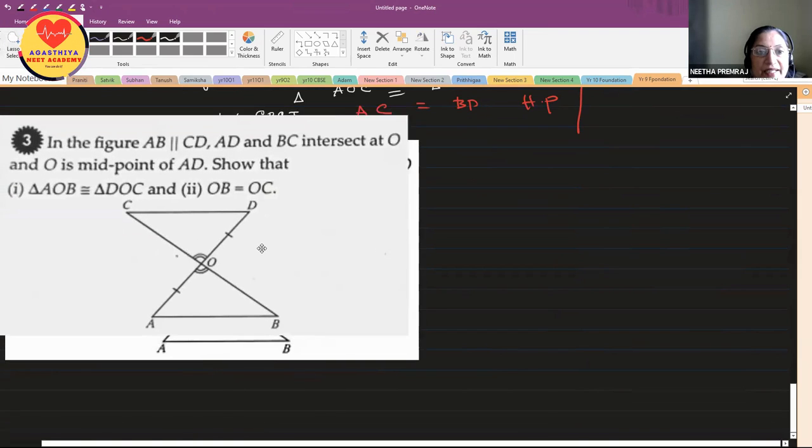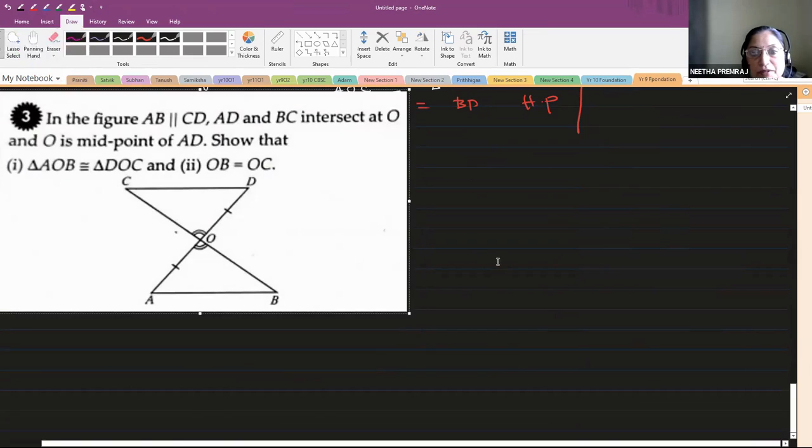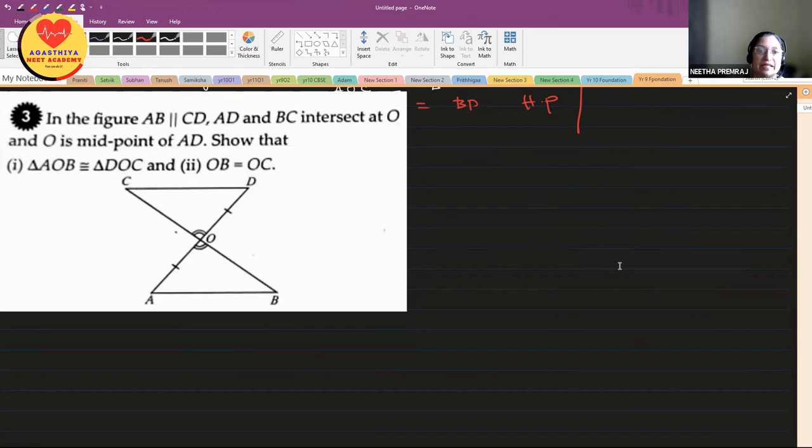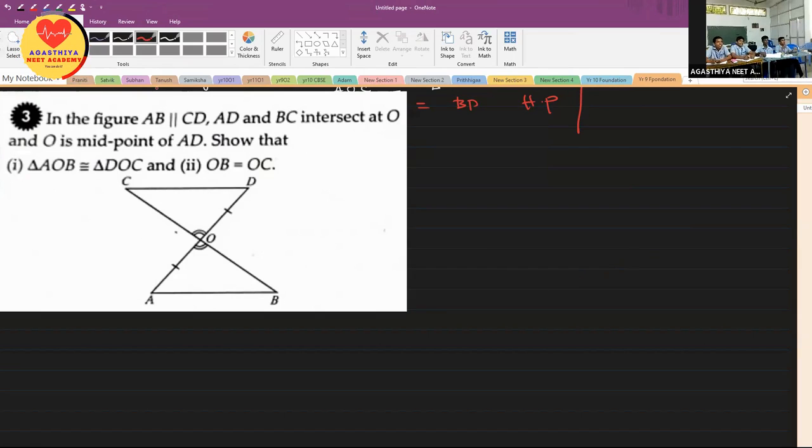Always write the sum and copy the solution. Otherwise, you don't understand what you have written that solution for. This one, read the figure. The figure: AB is parallel to CD, and AD and BC intersect at O, which is the midpoint of AD. Show that triangle AOB is congruent to triangle DOC and OB is equal to OC.